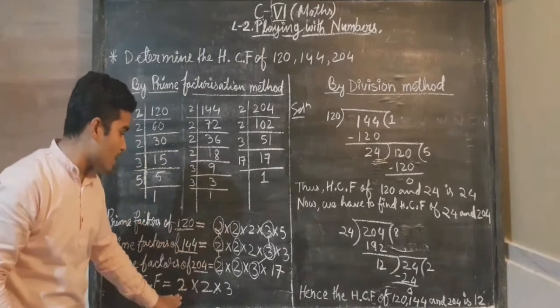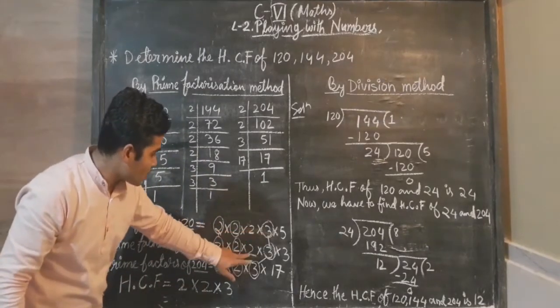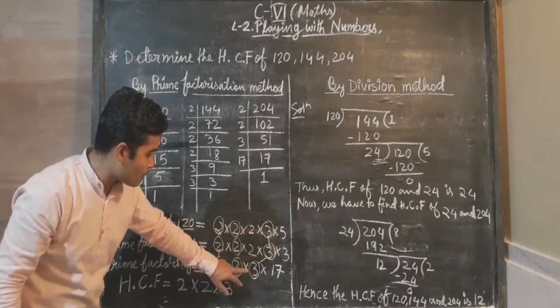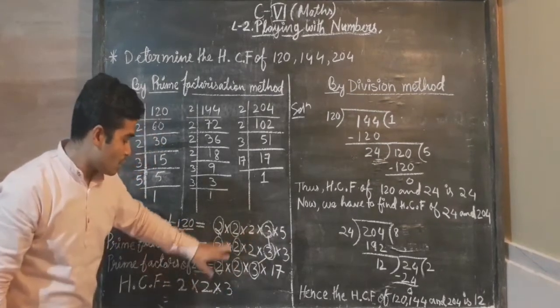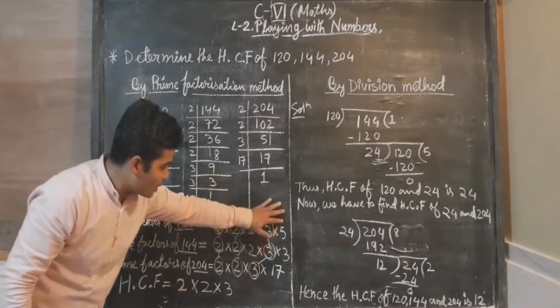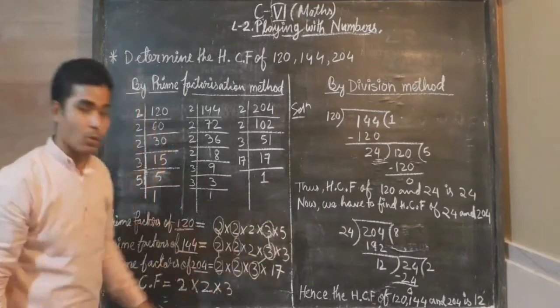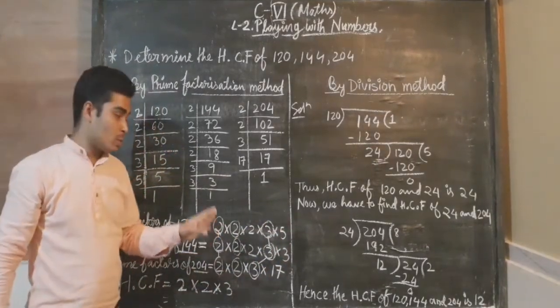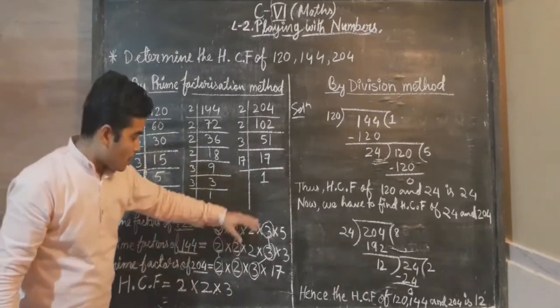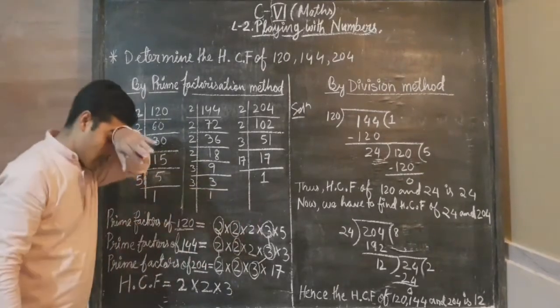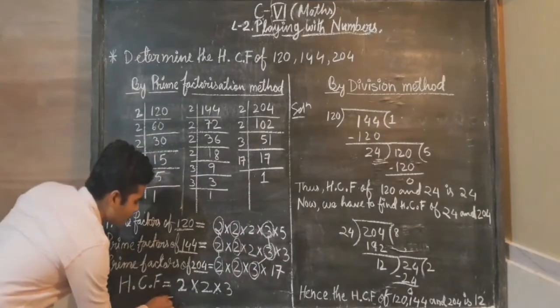But the ones that are not making a group, like this 2, we do not have one more 2 for it. That is why I did not write any 2 for this. Again you see these are also not making a group. Prime factors that are not making a group, we will not write them. So we got the HCF here.